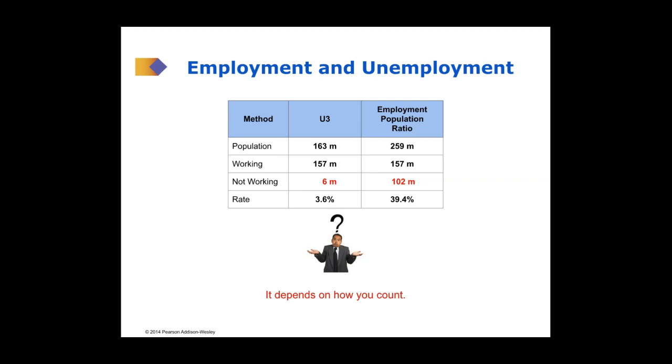But we can take the same population, and if we calculate it a slightly different way, what we'll find out is that 102 million people of the 259 million in the population are not working, just because we define it and calculate it differently. So in that case, you might have almost 40% of the population not working. So the question is, which one is right? Is it 3.6% unemployment, or is there 40% of people who are not working and unemployed? And the answer is it depends on how you count.